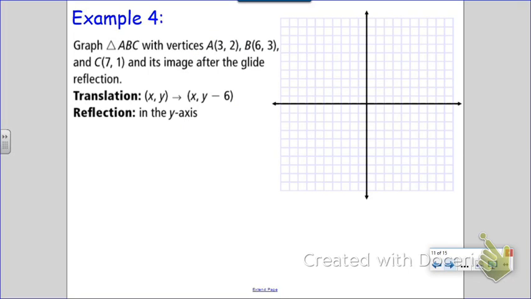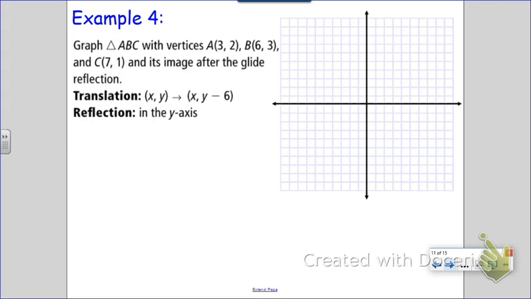Graph a triangle ABC and its image after a glide reflection. A glide reflection is translate and then reflect. So the translation of the image is going to be 0 units left or right, and 6 units down, and then reflected in the y-axis.